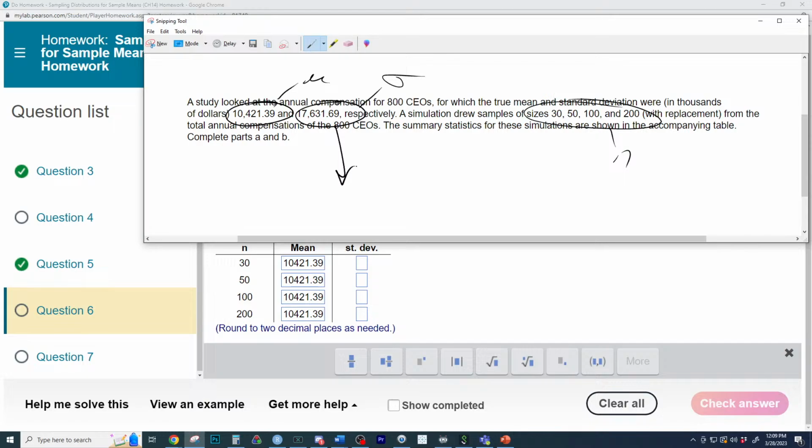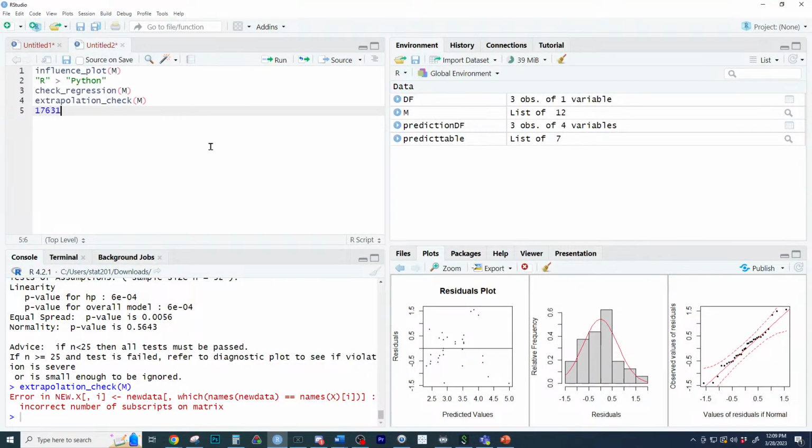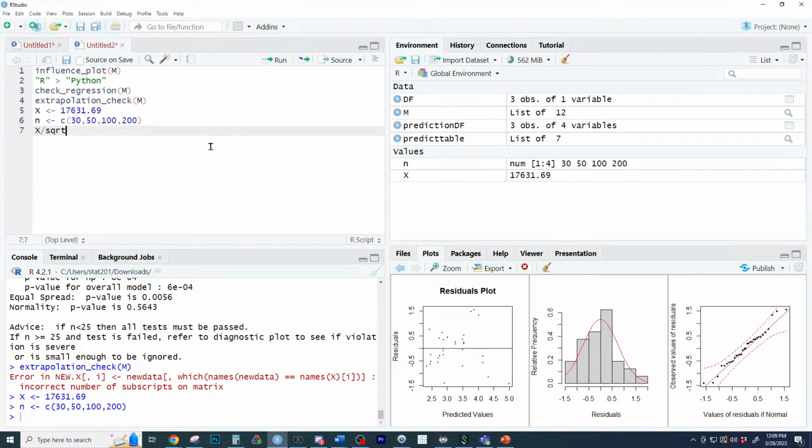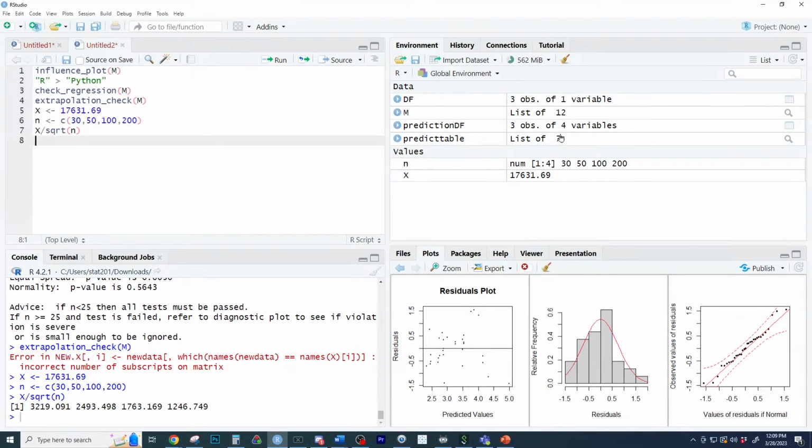And so now the standard deviation is going to change, though, because the standard deviation formula is going to be sigma over square root of n, which means the first time we need to do it, we need to plug in this crazy large number right here and divide it by square root of 30. Now, here's where my life gets a little bit easier. Okay. So this is x, and then we have n, and I believe it was 30, 50, 100, 200. X divided by square root of n. There we go. And there's all the answers.